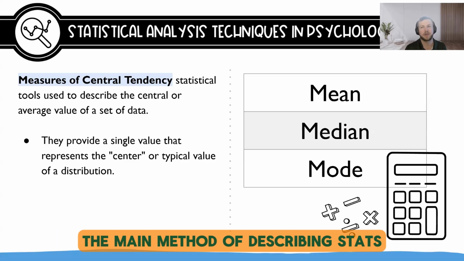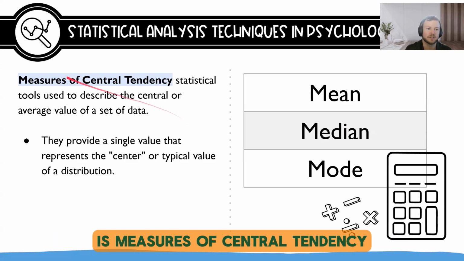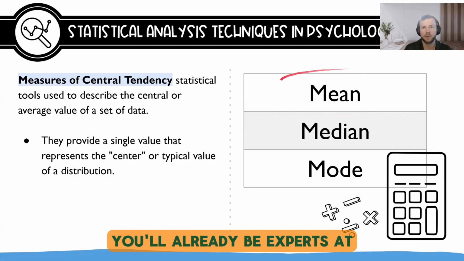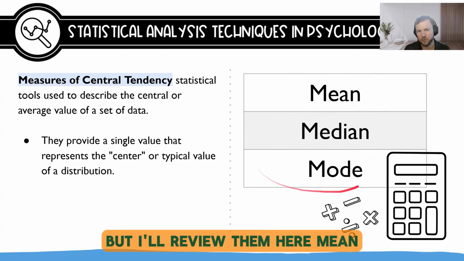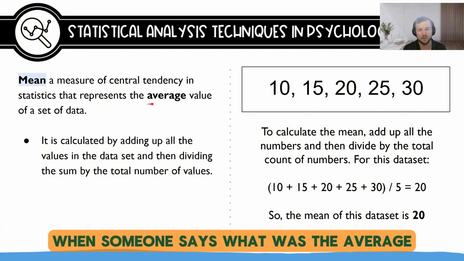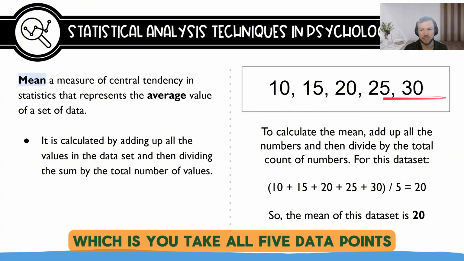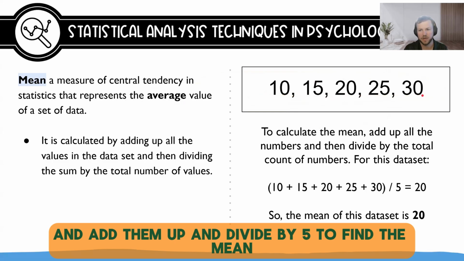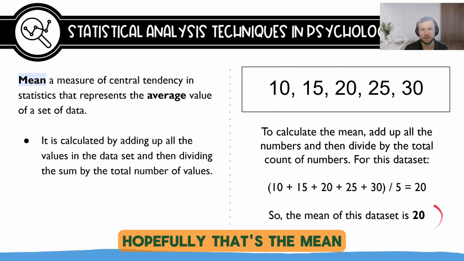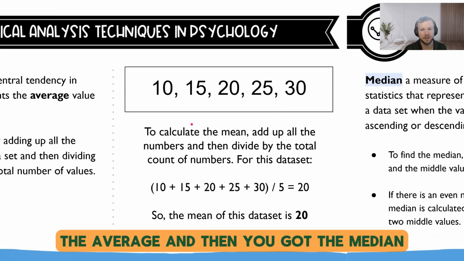Descriptive statistics, the main method of describing stats is measures of central tendency, which at this point in your school lives, you'll already be experts at, but I'll review them here: mean, median, and mode. The mean is what we consider the average. When someone says what was the average, they're talking about the mean, which is you take all 5 data points, add them up, and divide by 5 to find the mean. So in this case, 10 plus 15 plus 20 plus 25 plus 30 divided by 5 is 20, hopefully. That's the mean. The average.